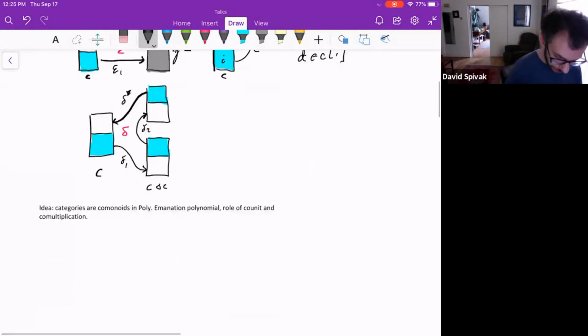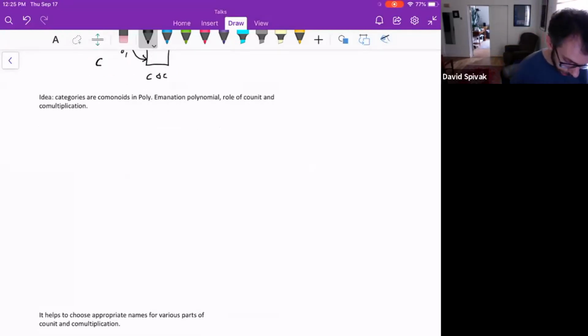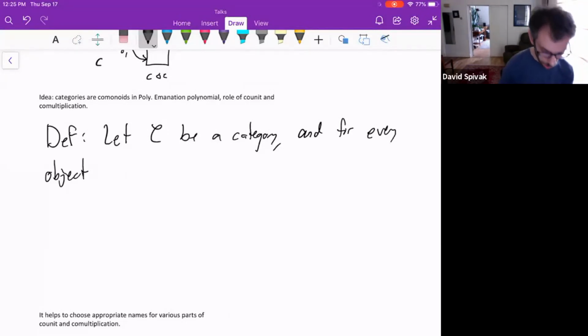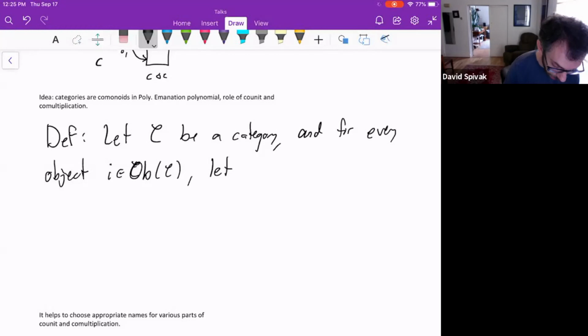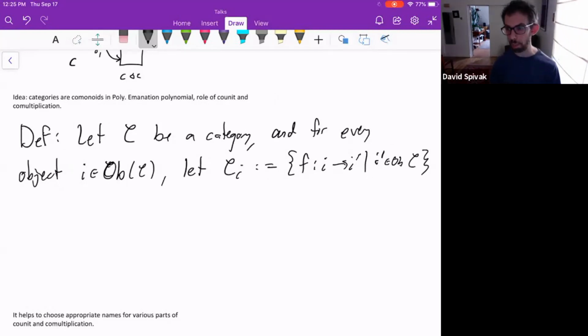Cool. All right, so let me give you now the idea. Why are categories comonoids? How is this going to work at all? So here's a definition. Let C be a category. Just some notation: by the way, when I say category today, I mean small category. For every object I in ob C, let C sub I be the set of F from I to I prime in ob C. So C sub I is the set of emanating maps, the maps out of I.